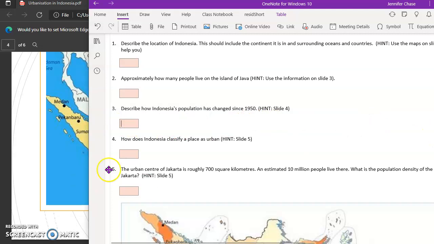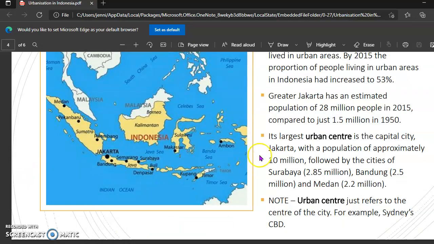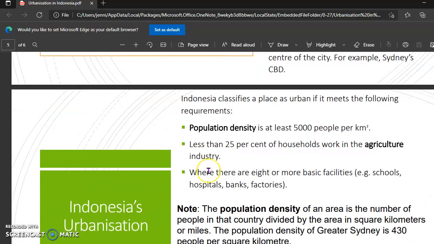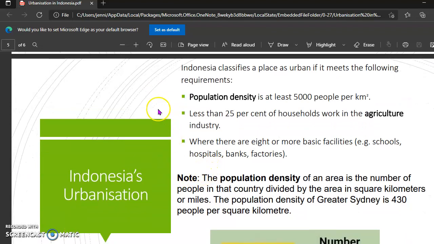All right, so fourth question, how does Indonesia classify a place as urban? Hint, slide 5. So urban is a very broad definition. What does Indonesia say counts as urban? So Indonesia classifies a place as urban if it meets the following requirements. Population density is at least 5,000 people per square kilometre.